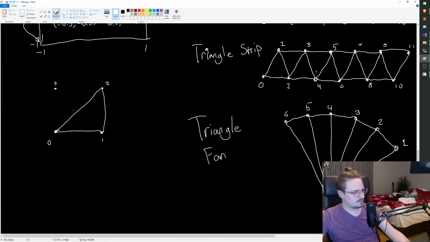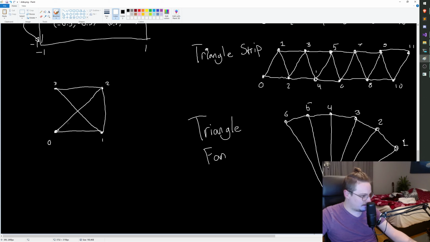Okay, so 0, 1, 2 is still going to be a triangle, so that's going to be the same. Nothing's going to change there. And then the algorithm takes the last 2 vertices from the previous triangle and joins that to the next vertex. So it's going to go 1, 2, 3, and make a triangle out of that. And ergo, we have our Pac-Man.